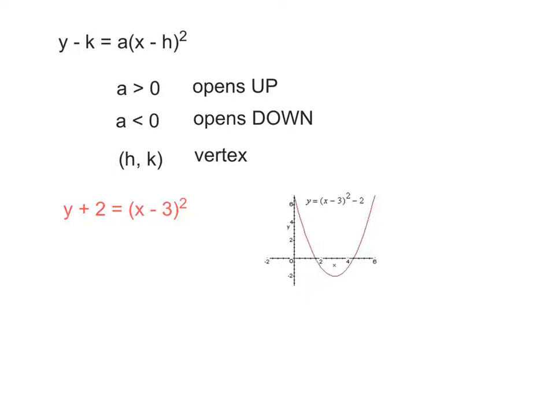Notice on the diagram here, the vertex is at x equals positive 3, y equals negative 2. It opens up. We could plug in x equals 0, and we'd end up with y equals 7 for the y-intercept. And similarly, we could find the x-intercepts by plugging in y equals 0.